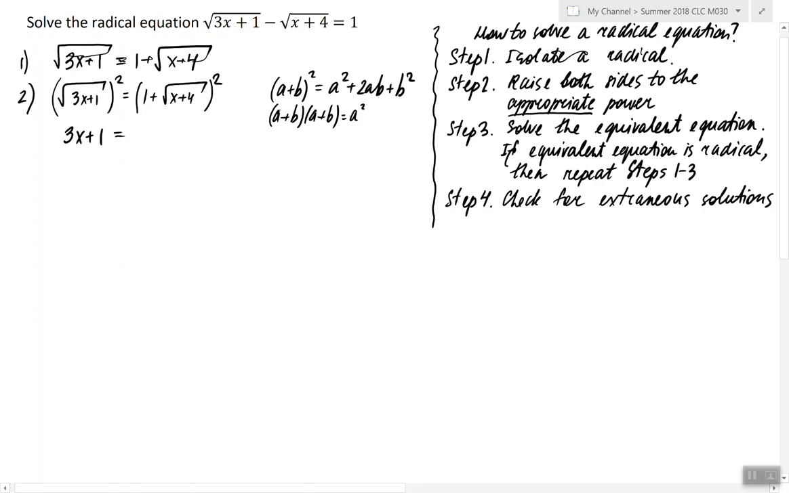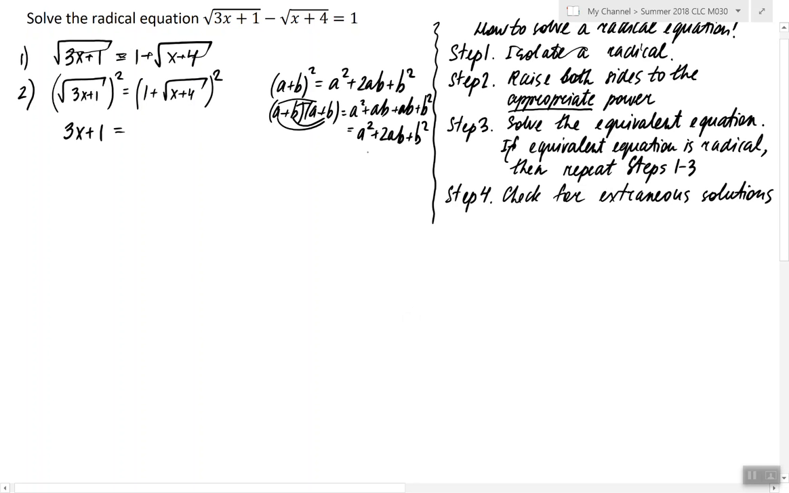So a has to be squared, a has to be multiplied by b, then this a has to be multiplied by this b, and then finally b has to be squared. So we end up with the same expression anyway. So whether you remember it or you just do multiplication, you have to arrive to this expression. So in our case, we treat this as a and this as b. So it's going to be 1 squared plus 2 times 1 times radical of x plus 4 plus square root of x plus 4 squared.